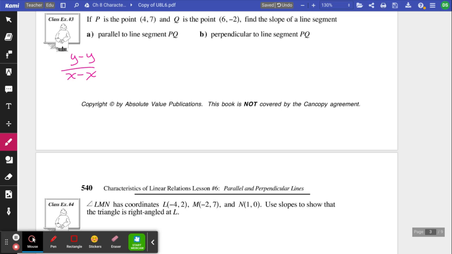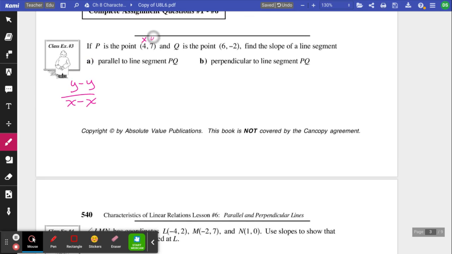Okay, so now I just have to name the points. You know what is a really good thing to do, Victor? Super good to name these x and y's before you ever start, because some kids get confused. So Joey, above those points, I want you to write x and y. Okay, we're in class example number 3. Super important to name the points.